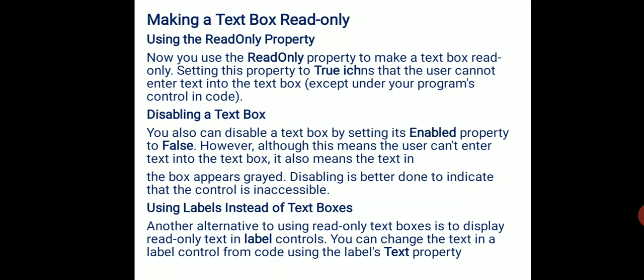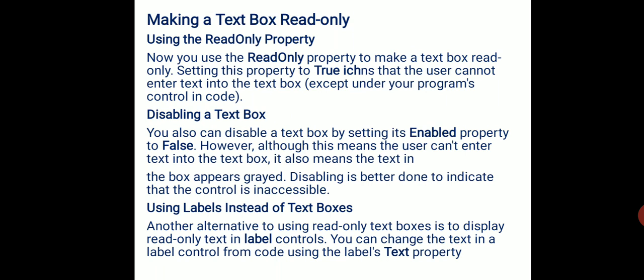So next, disabling a text box. You can also disable a text box by setting its enabled property to false. However, although this means the user can't enter text into the text box, it also means the text in the box appears grayed. Disabling is better done to indicate that the control is inaccessible. Okay, so if you disable the text box, it will turn gray and be inaccessible.